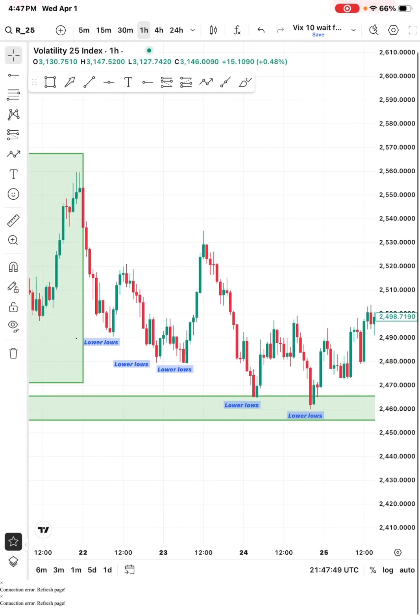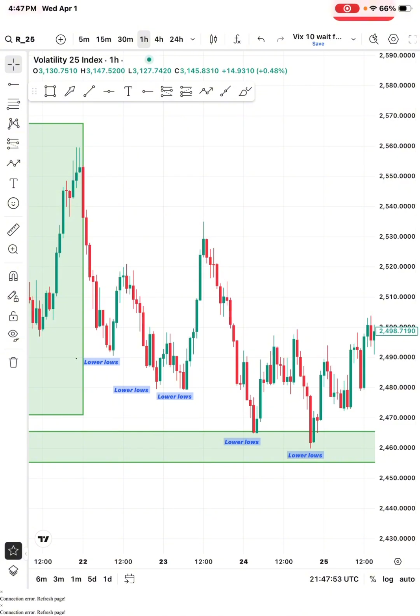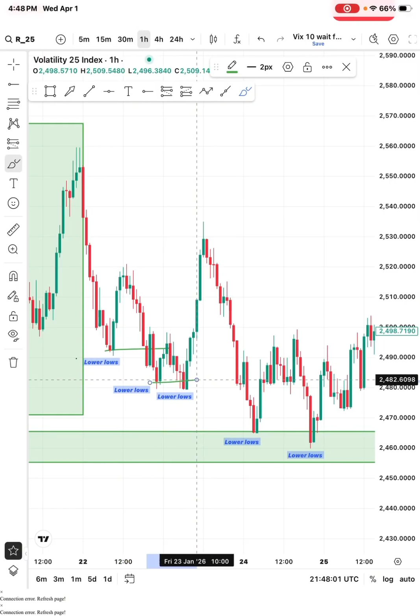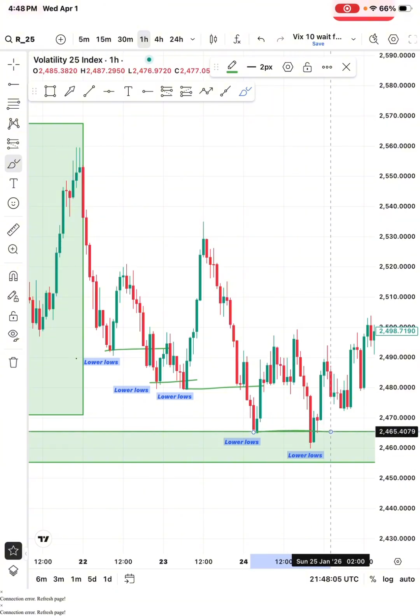Once the lower lows are being broken, that is what is important to me. All right, let me show you. Lower lows being broken, lower lows being broken, lower lows being broken. So that's how I know that I am in a downtrend.